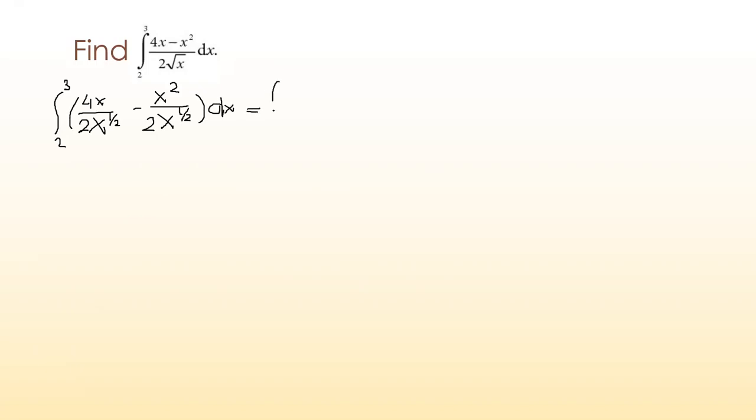X, and it becomes an integration. It can simplify. 4 divided by 2 equals 2, and x power 1 over x power a half becomes x power a half, minus a half. 2 minus a half x power 3 half. Actually, find the outcome of this integration.